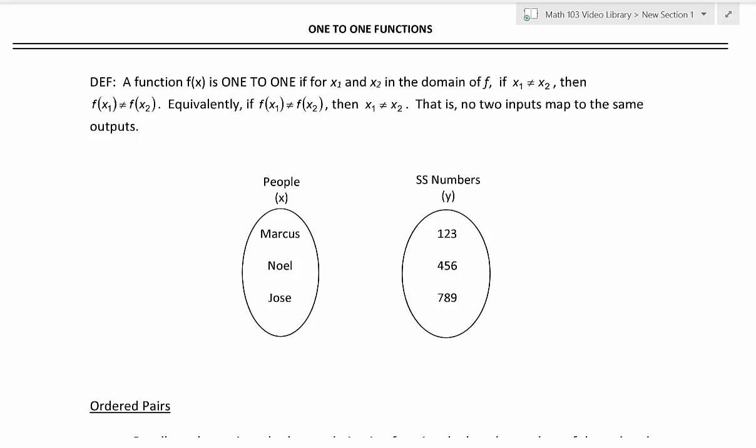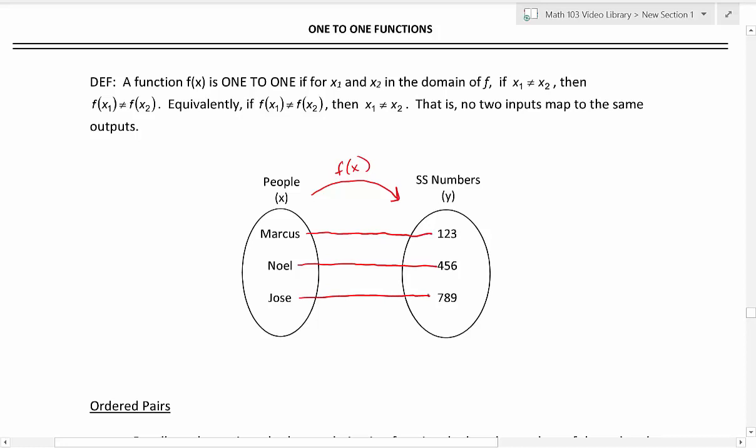A real-life example of a one-to-one function is people and social security numbers. Each person is assigned exactly one social security number, and no two people can have the same social security number. This differs from a regular function because with a regular function, two different inputs can map to the same output. But with a one-to-one function, one input is paired with exactly one output, no repeats.